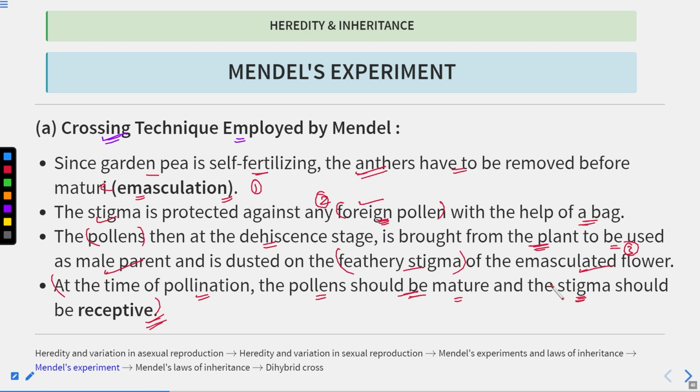So here you can see what the crossing technique employed by Mendel was. First of all, he did the emasculation. Then he covered the stigma with a bag, such as a polythene bag. This is known as bagging. This was done to prevent contamination from foreign pollen. In the third step, he selected a particular pollen, a desired pollen from the desired plant that we have selected to be the male parent, and it was dusted on the stigma of the emasculated flower. Clear? And that's how pollination, or the crossing, was done.